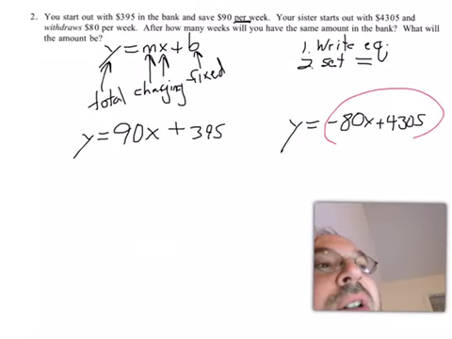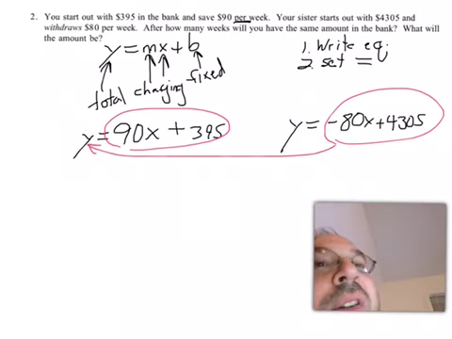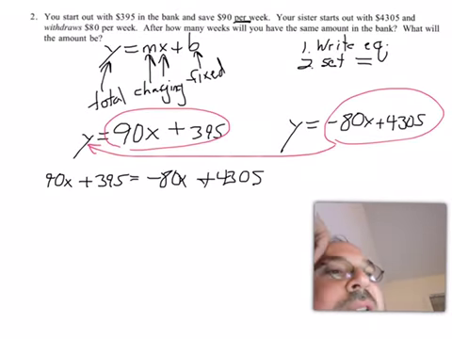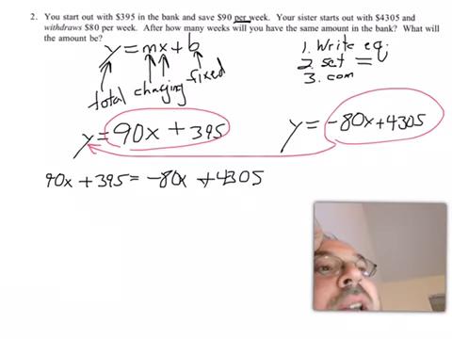So I'm going to take all of this and set it equal to all of the other one here. So when I do that, I end up with 90x plus 395 on one side, and on the other side, negative 80x plus 43.05. Okay. And now, the next step after I set the equations equal is to combine like terms. So, in other words, I'm going to get all the x's on one side, and all the numbers will be on the same side.